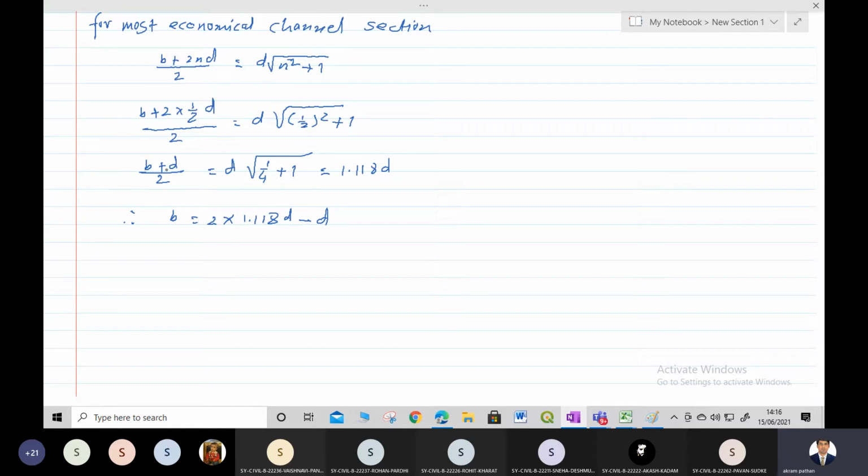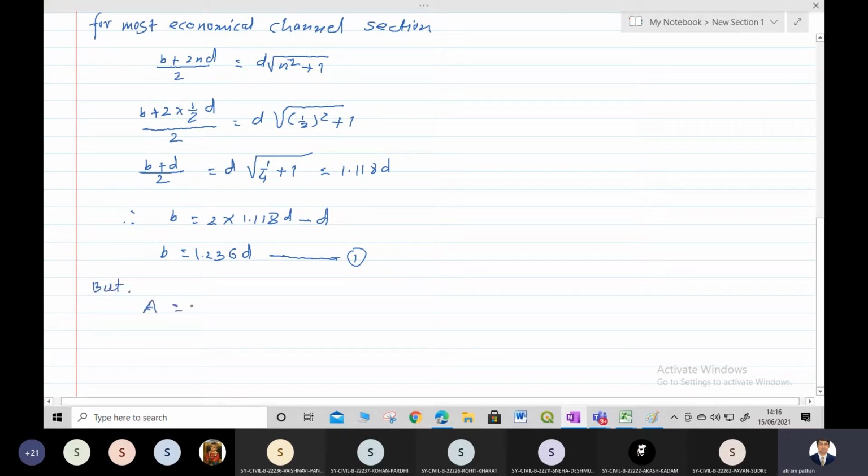So b is equal to, if you simplify this in terms of d, b is equal to 1.236 d. So mark this equation as equation 1. So 1.236 of d.